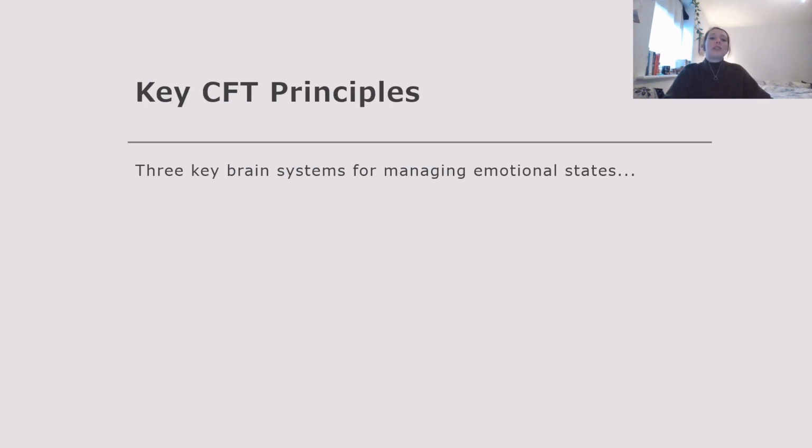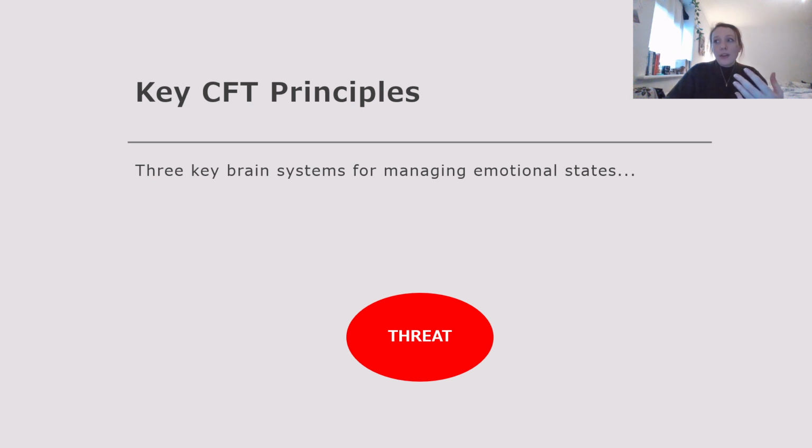Moving on, let's look at the key principles. The key idea is that we have 3 different brain systems that we use for managing emotional states. The first one is threat. This is the automatic, immediate one, and it's all about keeping us safe and making sure that we survive. If you know anything about the anxiety response, when we are faced with a stimulus that's really scary, we either fight it, or take flight and run away, or we freeze. That's the anxiety response. That represents your threat system being activated. It's when your anxiety response is activated.